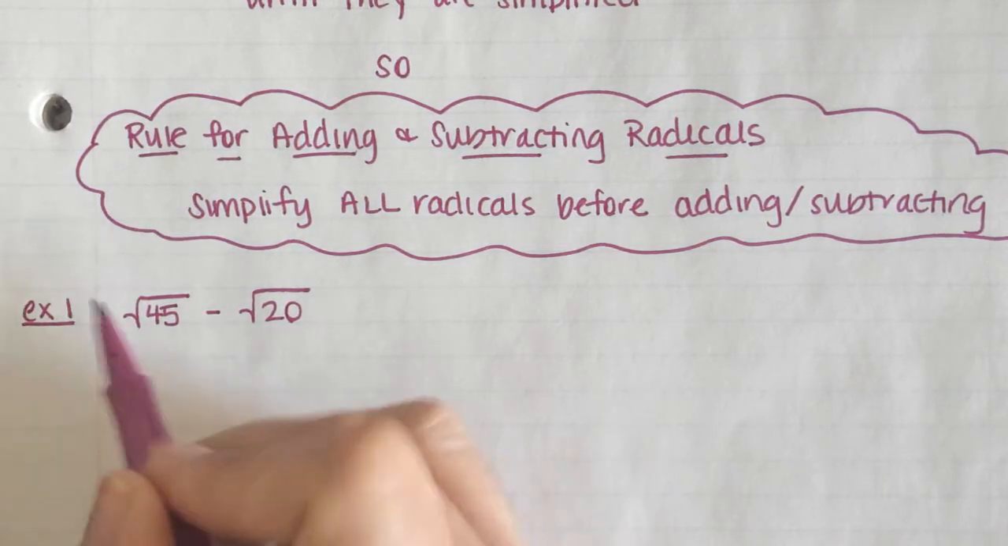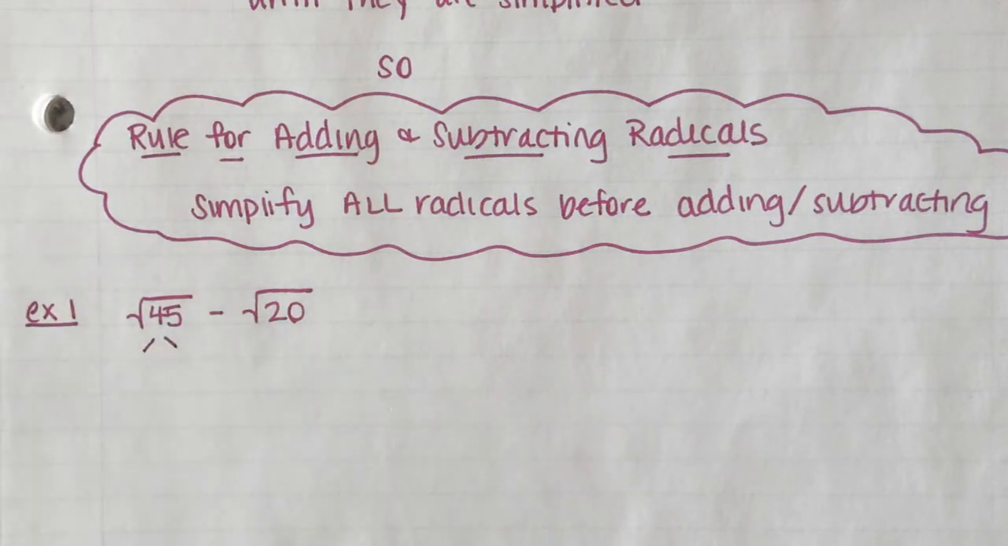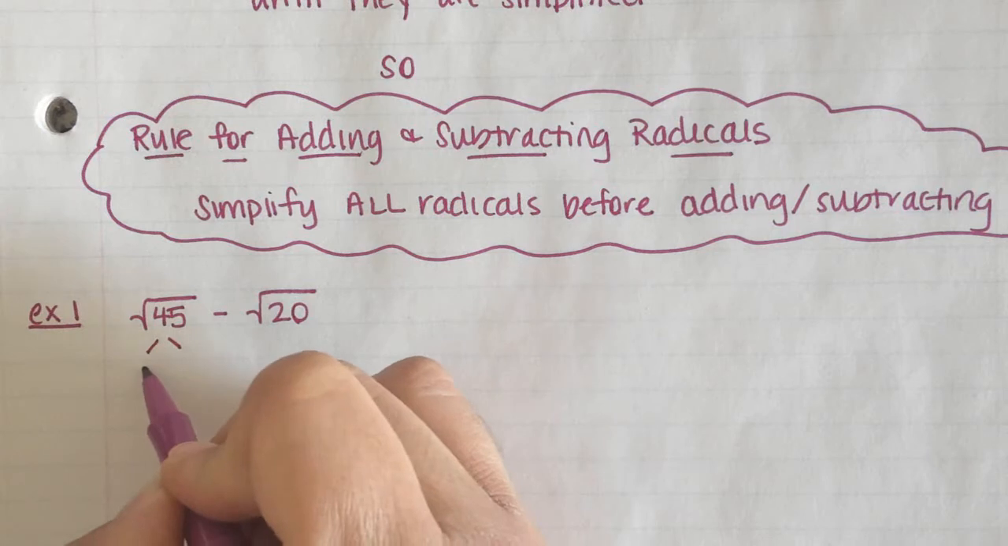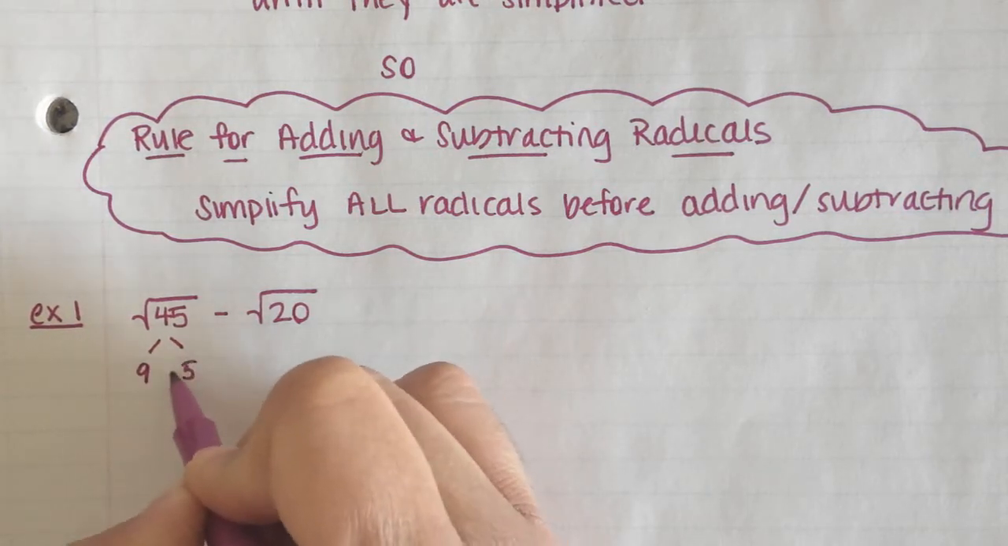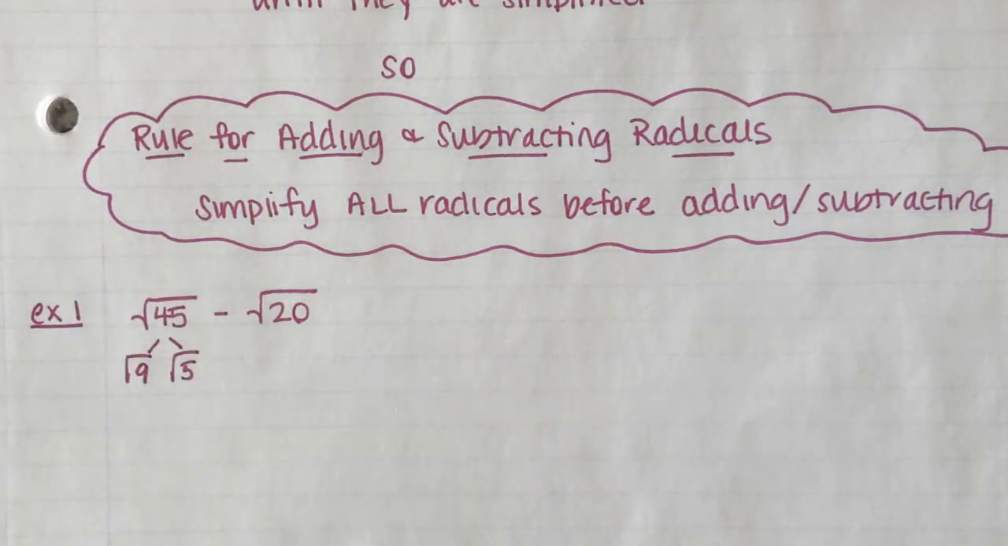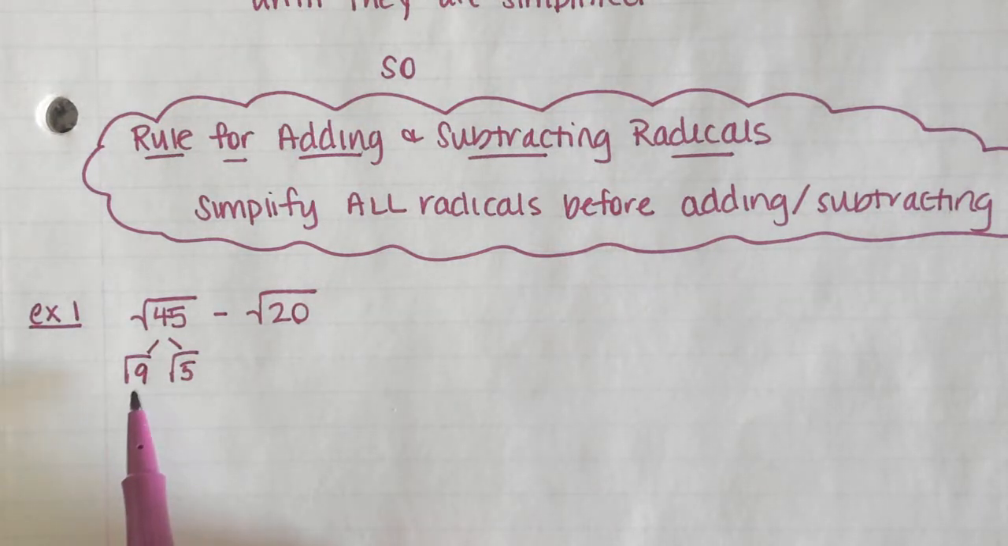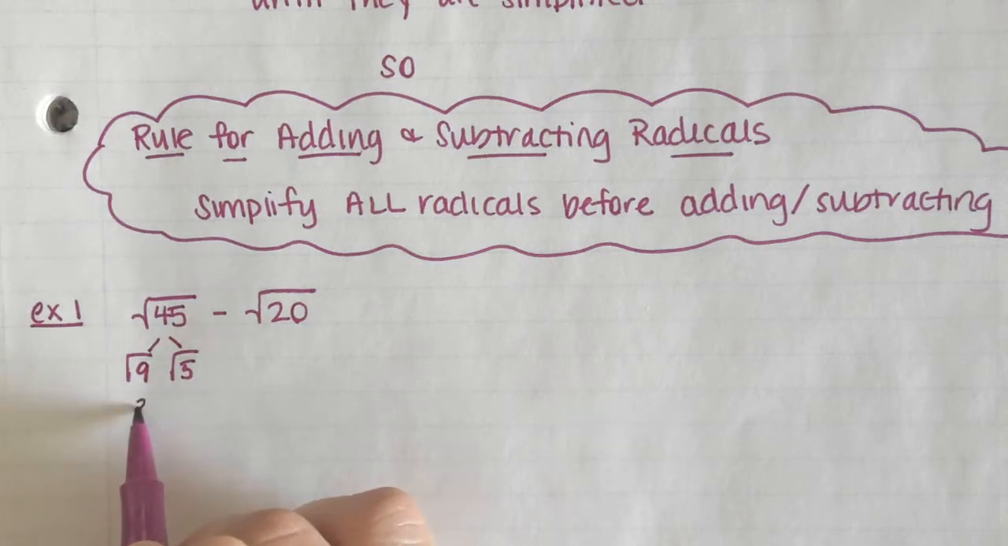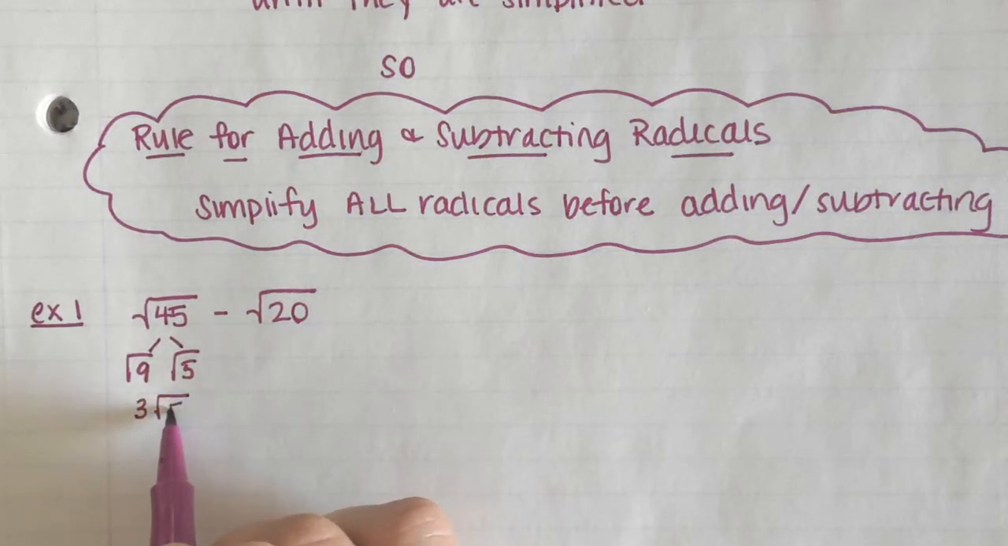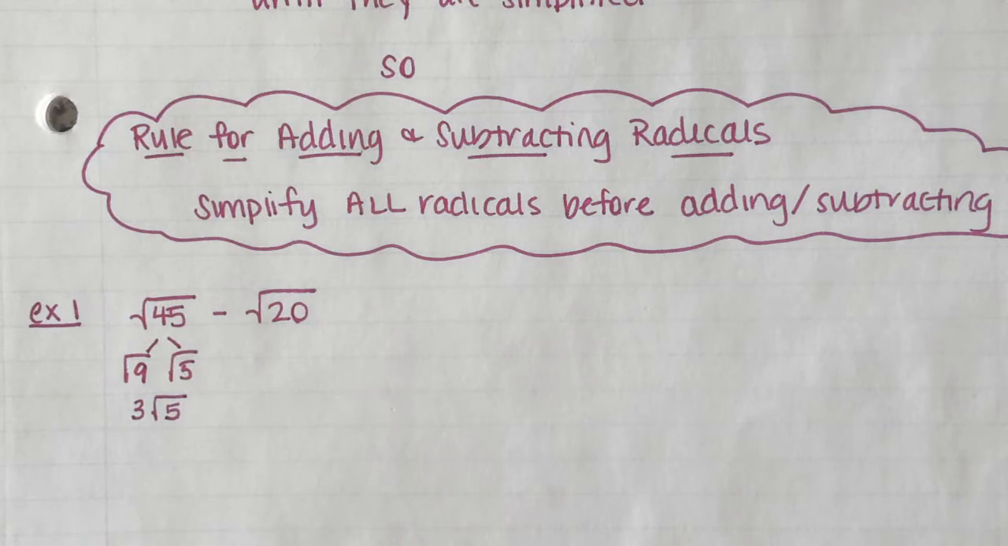So the square root of 45, there's many numbers that multiply to 45, but I'm specifically going to use 9 and 5. And I'm going to simplify. I'm using these because 9 is the biggest perfect square that goes into 45. And the square root of 9 is 3, so I bring down the square root of 5. So square root of 45 simplifies to 3 radical 5. I cannot simplify that anymore, so I'm going to move on to my next radical, which is the square root of 20.